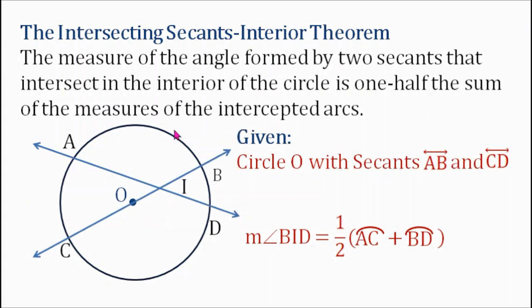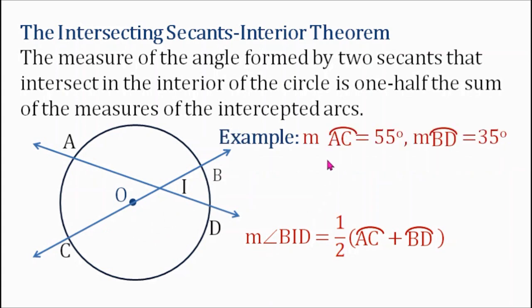We have another theorem, the Intersecting Secants-Interior Theorem. The theorem states that the measure of the angle formed by two secants that intersect in the interior of the circle is 1/2 the sum of the measures of the intercepted arcs. So we have here two secants intersecting in the interior of the circle. So the measure of angle BID, this angle here, is 1/2 of the sum of arc AC and arc BD.